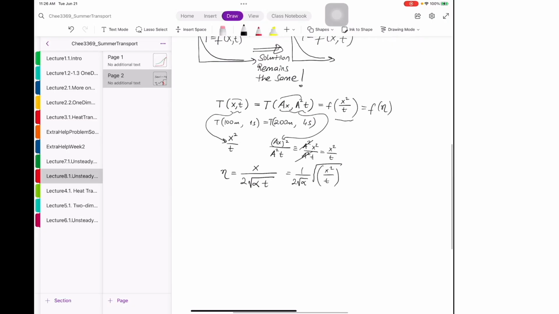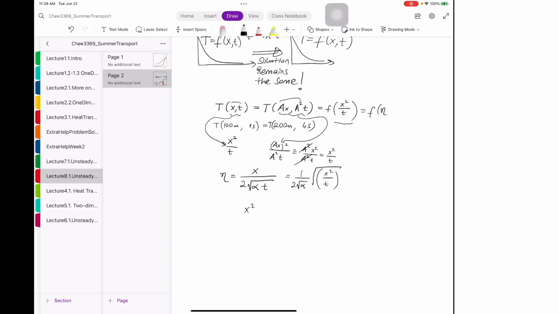Good. In other words, anything you write as a function of x squared over t, you can write as a function of eta as well. For example, if your function is x squared over t to the 4th, then you can basically write it as 2 square root of alpha eta to the power of 8, right? So you can always relate one to the other. You don't need to write it separately as a function of x and t. Okay, good.